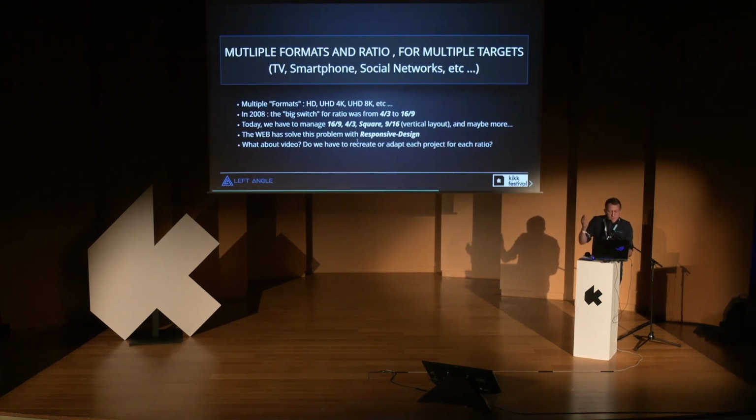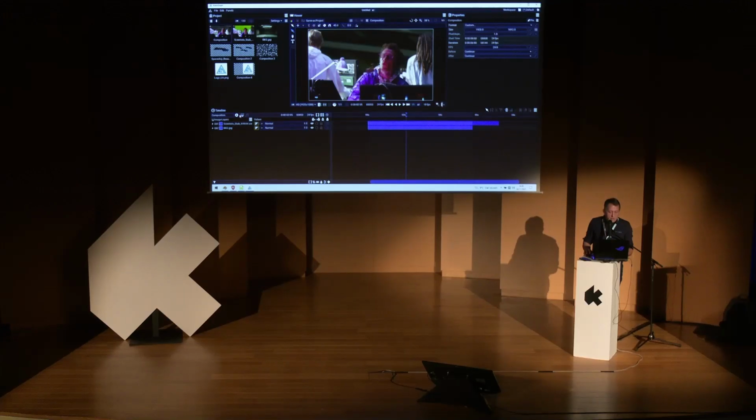But now we have social networks, and we have a number of aspect ratios from 16:9, 4:3 for Twitter, square for Instagram, 9:16, for instance, when you have a vertical layout of a smartphone like this. And when you use something like After Effects or Nuke or anything, you have to redo the whole project from scratch or adapt the main composition to create a hybrid project if you want to make a movie in 16:9 and, for instance, 4:3 at the same time. So we have a solution for this.